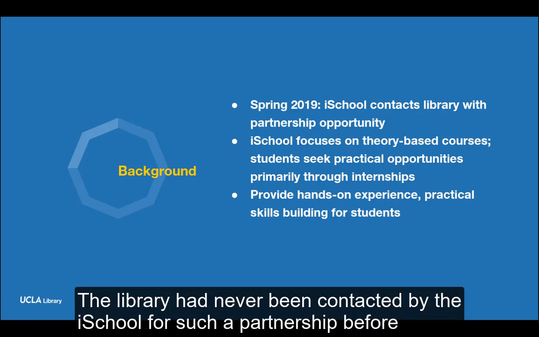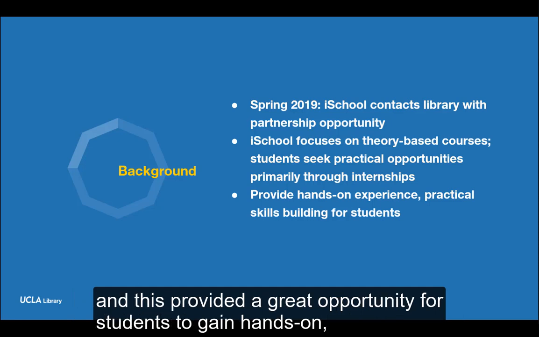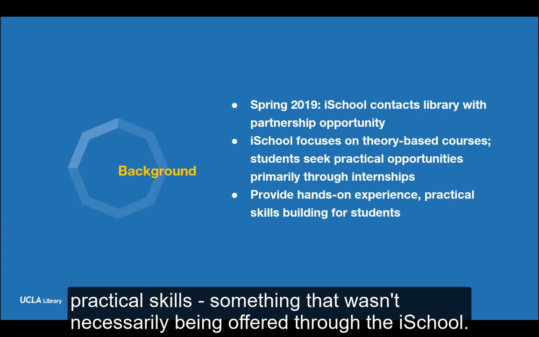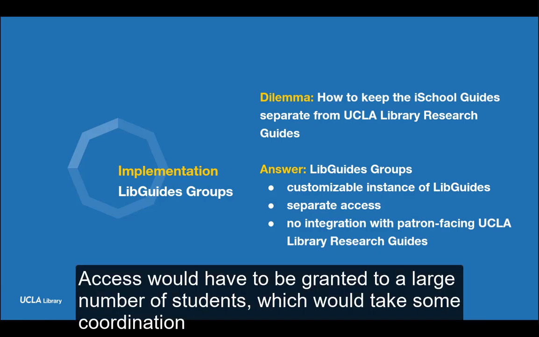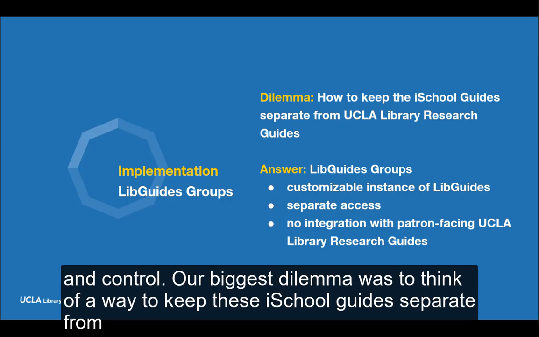The library had never been contacted by the iSchool for such a partnership before, and this provided a great opportunity for students to gain hands-on, practical skills, something that wasn't necessarily being offered through the iSchool. Granting the MLIS students access to our existing library LibGuides presented a lot of problems. Access would have to be granted to a large number of students, which would take some coordination and control.